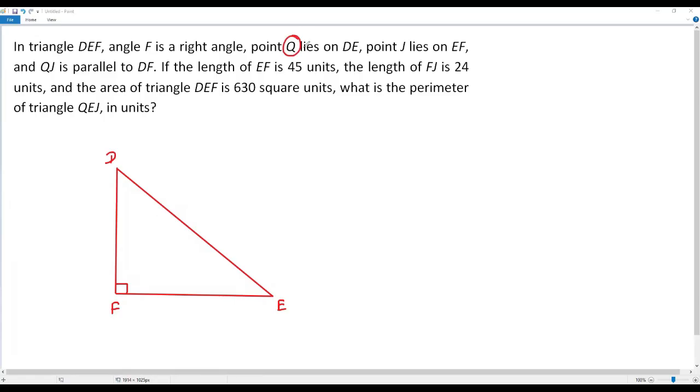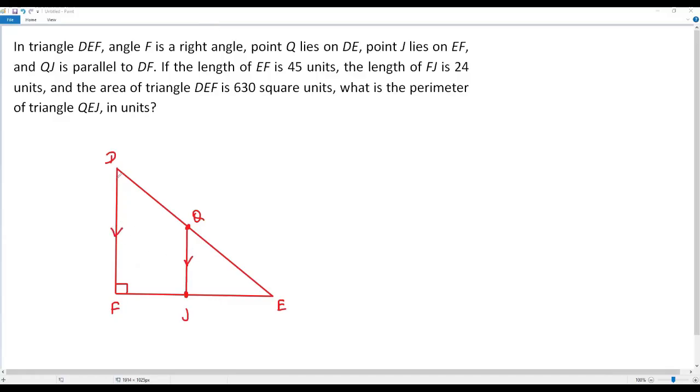Okay, now let me mark this point Q on the side DF of the triangle somewhere over here. And we have the point J on the side EF of the triangle. Okay, on the side EF, let me mark J over here. And also there is information that QJ is parallel to DF. Okay, now let me connect the two points Q and J over here. And so the information says QJ is parallel to DF.